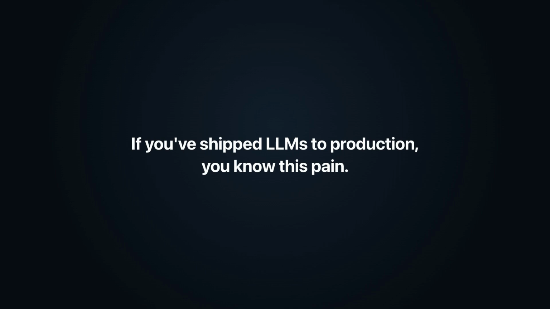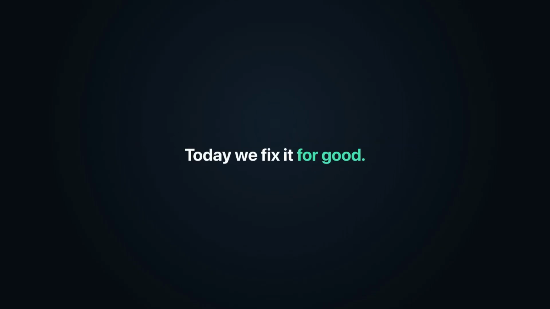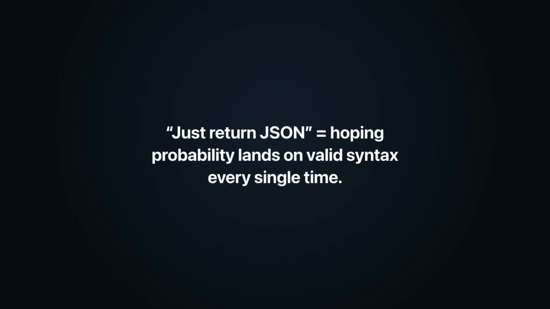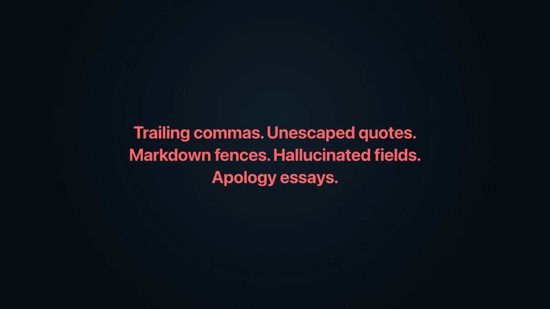A language model is, at its core, a probability machine predicting the next token. When you simply ask it to return JSON, you're hoping that probability lands on valid syntax every single time, across millions of requests. It won't. You'll get trailing commas, unescaped quotes inside strings, markdown code fences, hallucinated fields, and the occasional apology essay. The fundamental shift you need to make is moving from asking nicely to constraining the output at the generation level, so invalid structure becomes literally impossible to produce.